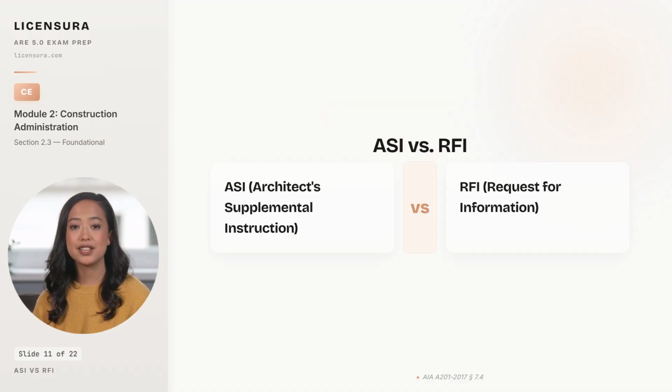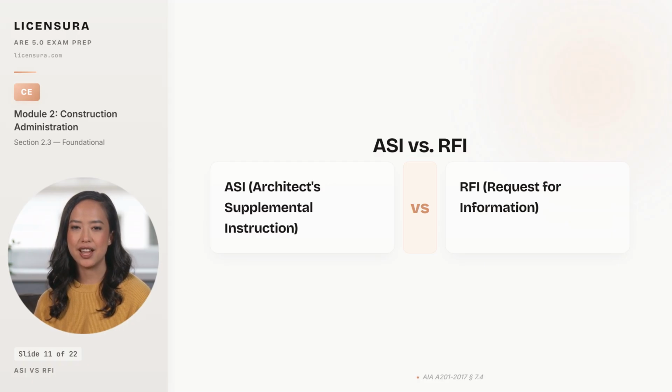Side by side, the documents read cleanly. An ASI is initiated by the architect. An RFI is initiated by the contractor. Both serve the same fundamental purpose: to clarify the contract documents that already exist. But they travel in opposite directions through the project hierarchy. Neither document, by itself, can change the contract sum or the contract time.